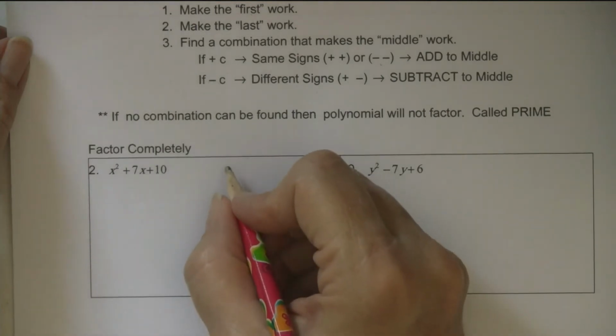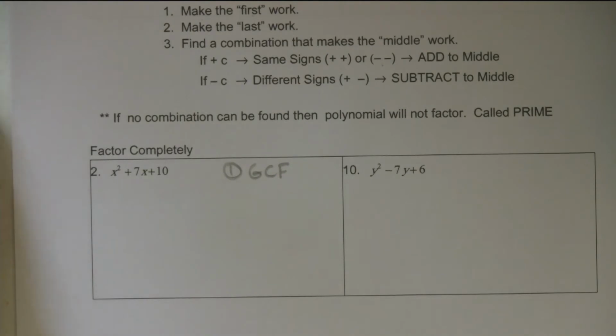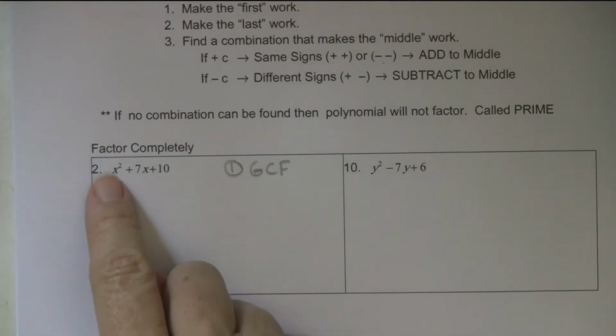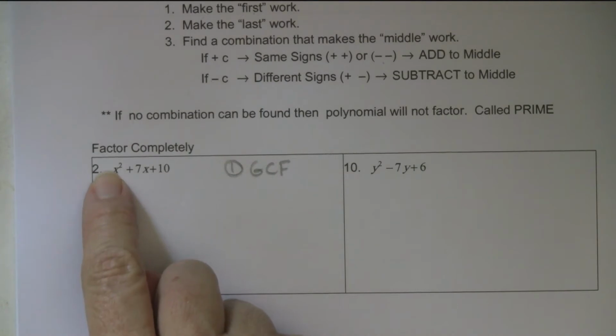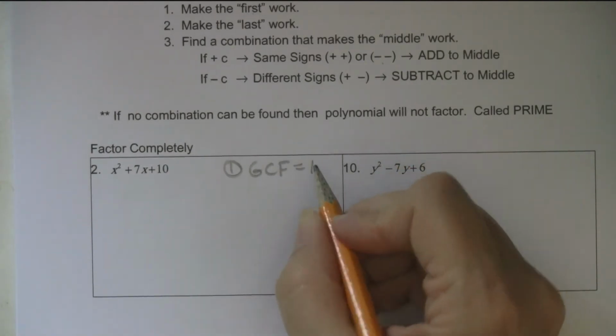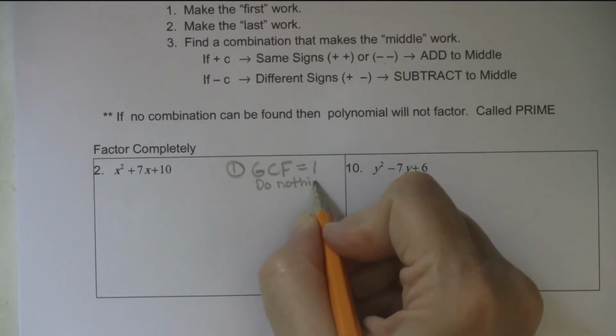So my first thought is, is there a greatest common factor other than 1? Because if it's 1, you do nothing. And it is 1, right? Because the smallest number up there is 1. And your greatest common factor cannot be bigger than your smallest number. And then they don't all three have x on them. So the greatest common factor is 1. And that means do nothing. Maybe you even sing a song.